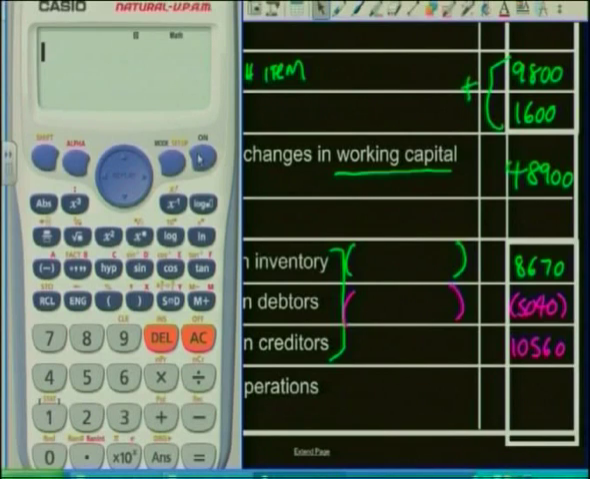Right, we're almost at the end of this note. Let's now calculate our cash generated from operations. So again, let's get those calculators out. There we go. So we've got this amount of 48,900. We are now subtracting 8,670. We're also subtracting, oh, sorry, guys, let's just start that over. Okay, what did I do wrong?